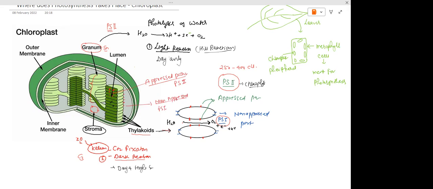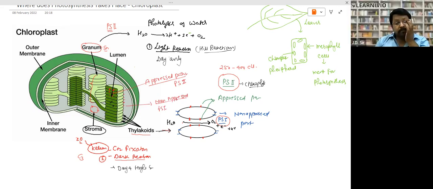Yes, sir. Any more query? So this was the basic framework which you need to understand. Then only you will be able to understand where the Krebs cycle goes on, where the Calvin cycle goes on, where the C4 cycle goes on, and all that.